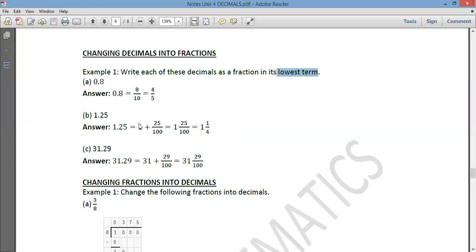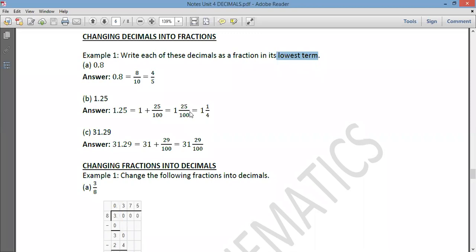Okay, so it's the whole number 1. So 1 plus 2 times 1 over 10, then plus 5 times 1 over 100. Then you will get this when you change into the same denominator. I skipped some working, but if you show me this, you can get 4 marks already.